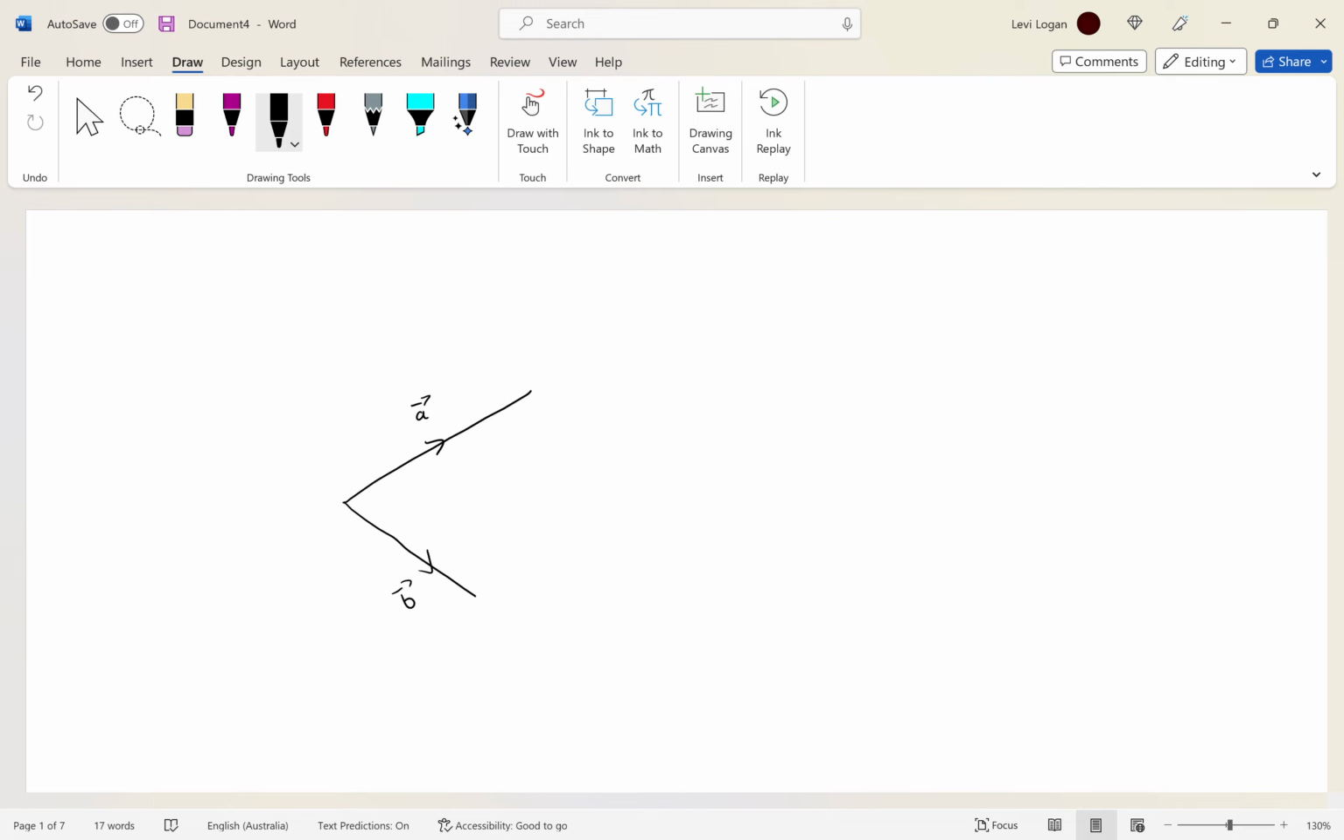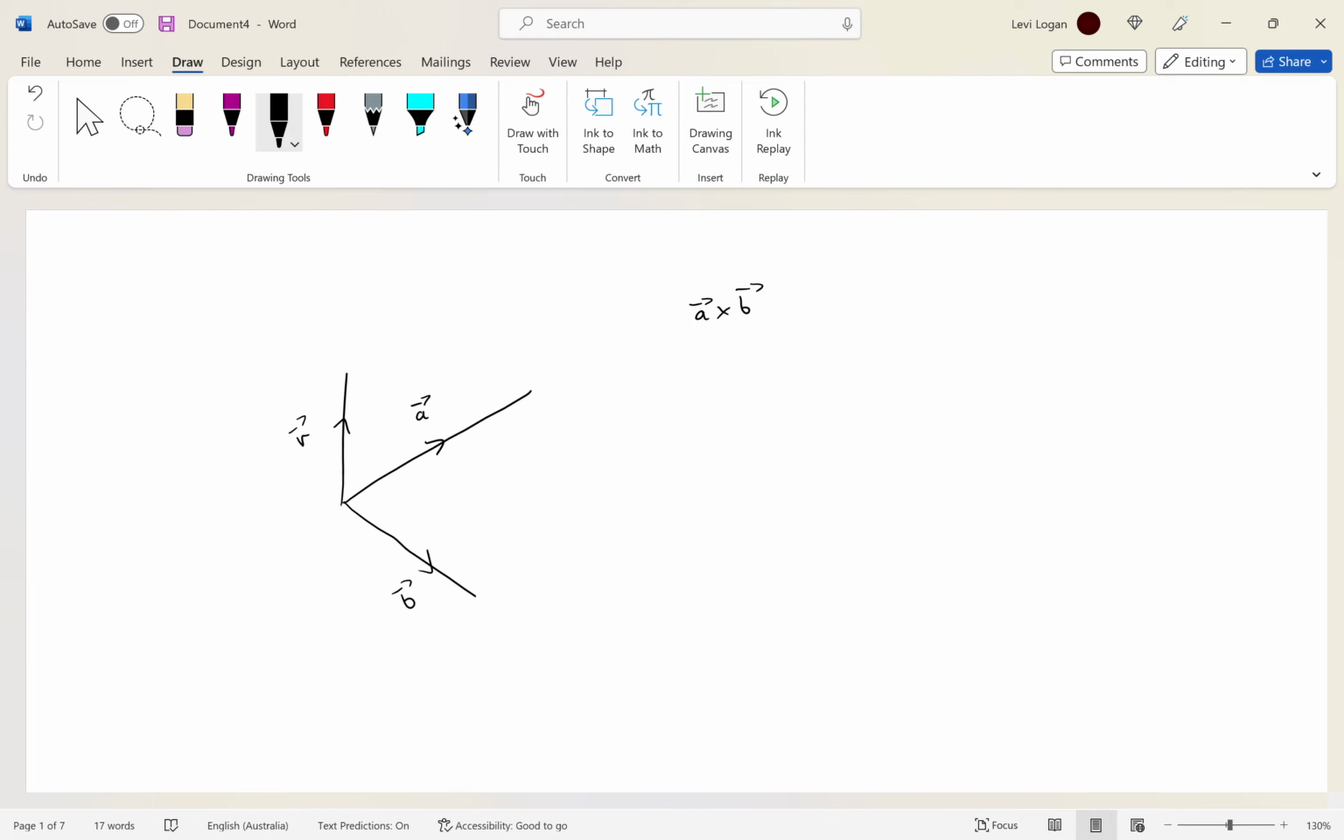When you want to find the cross product, it produces a vector that's perpendicular or orthogonal to both of them. So it produces some vector, let's say R. The cross product we denote by A cross B, and it produces this vector R.